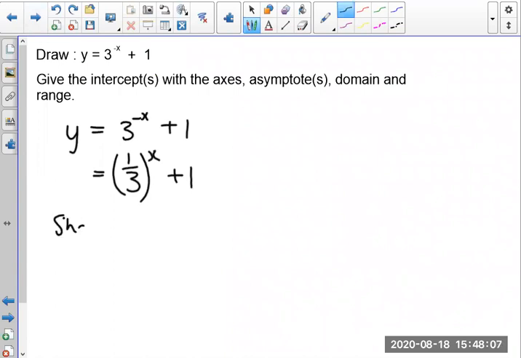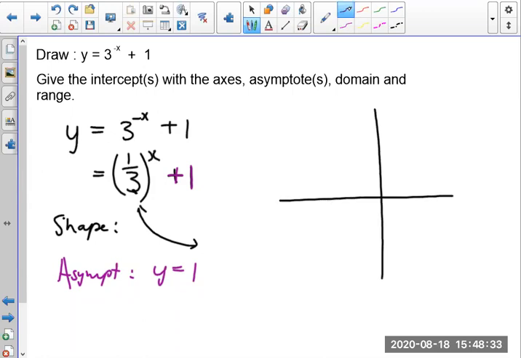So my shape will be the decreasing one because there's a fraction less than 1. And because it moved 1 up, my asymptote will be y equals 1. So you always start drawing with the asymptote. The asymptote is always a dotted line, y equals 1. Now it's the graph above the asymptote.